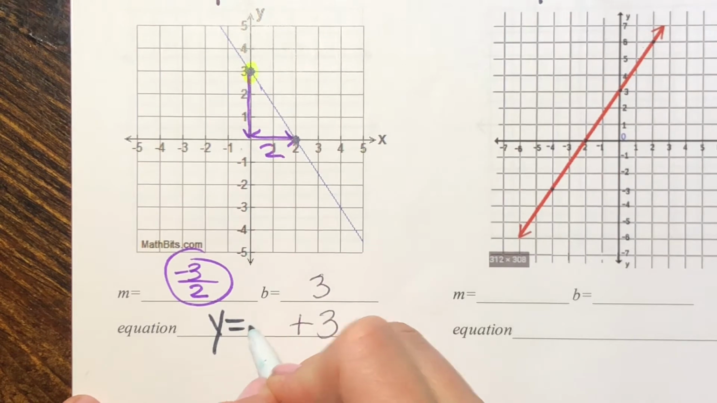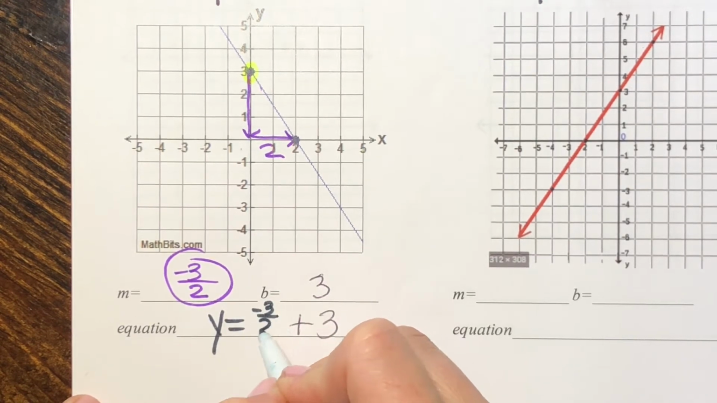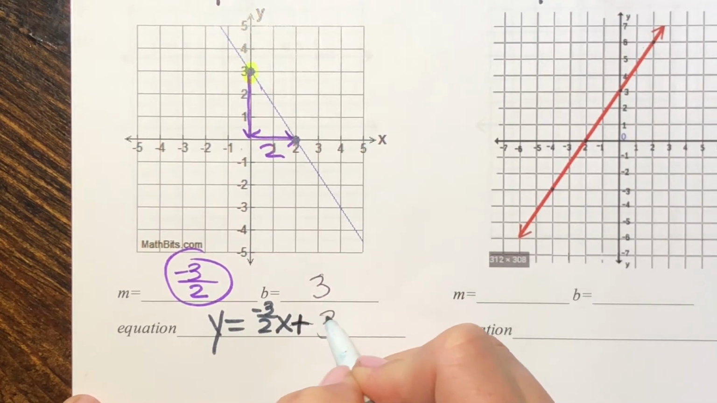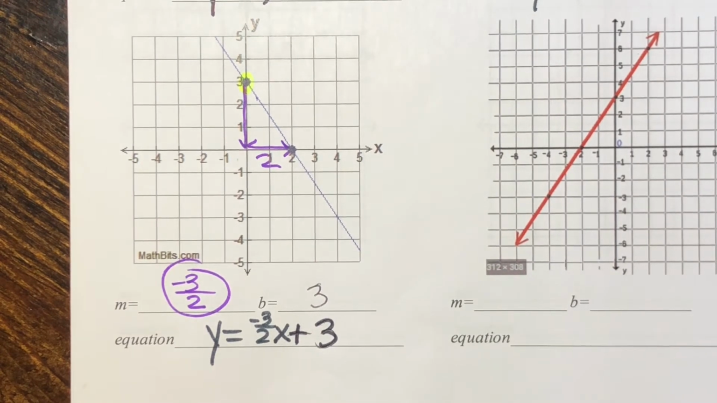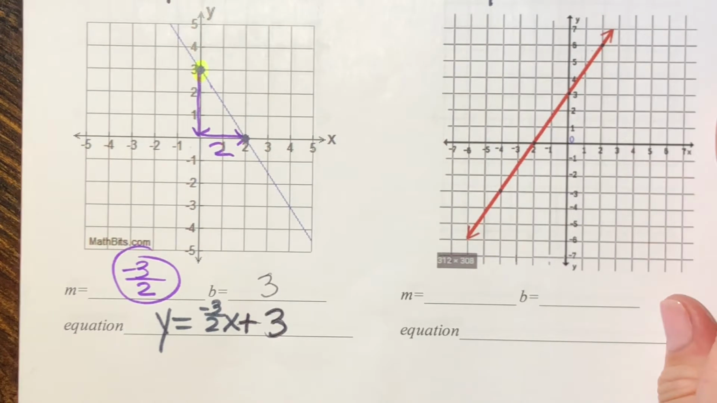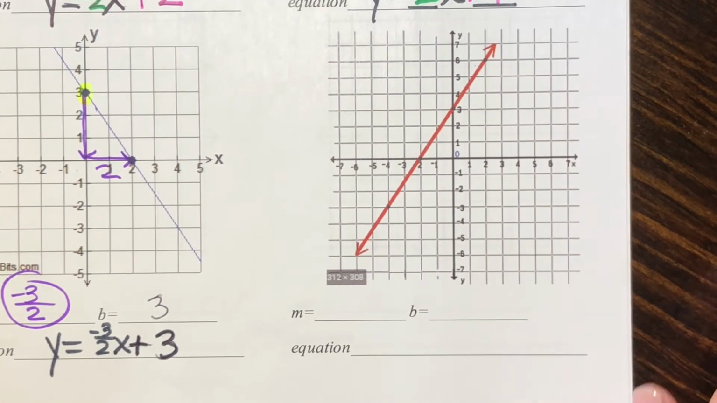So I'm gonna say y is equal to mx plus this 3. Do not forget your x. A lot of kids will be so focused on getting them in the right spot that they forget to put that x in there. So let's take a look at this one.